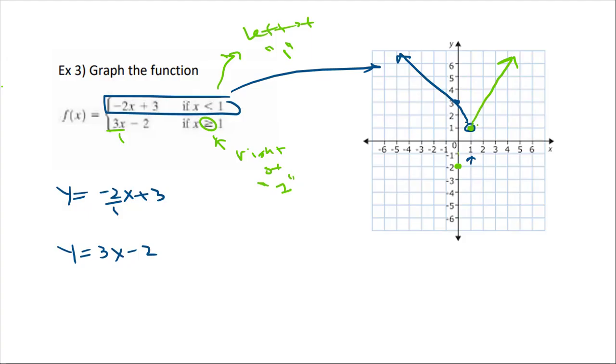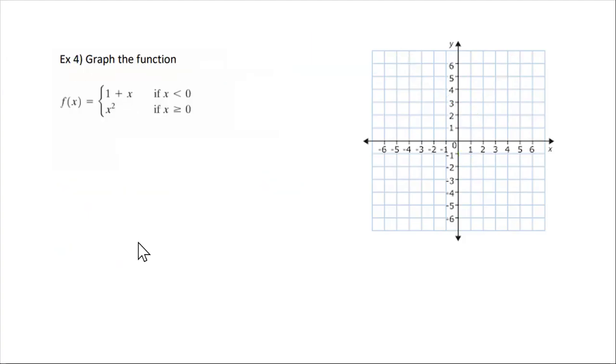We are running out of time here, so let's go to the next part. This one is graph the function. We have f(x) equals 1 plus x if x is less than 0, and f(x) is equal to x squared if x is greater than or equal to 0. We'll give you a minute or so to draw this.